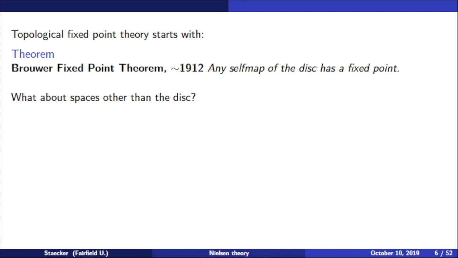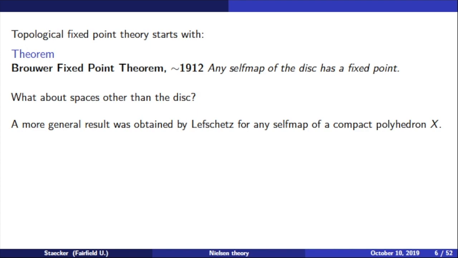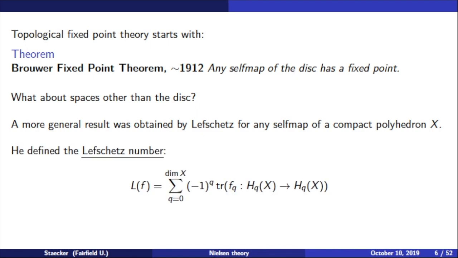What about spaces other than the disk? Now, this is a topological theorem, so the disk means a circle and all of the stuff inside of it. But it's not actually important that it's a round circle. It could be anything which is topologically the same. What about other, completely different spaces? There's a more general fixed point theorem by Lefschetz, which works for any self-map of a compact polyhedron. This is a very general kind of space. And he made this definition.